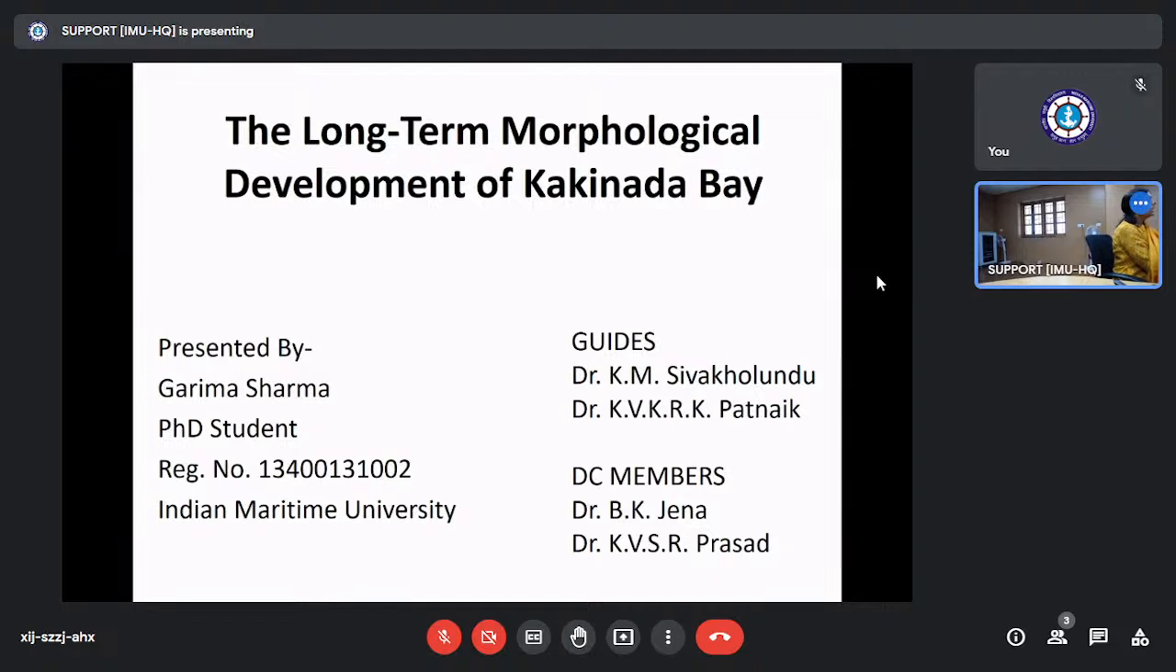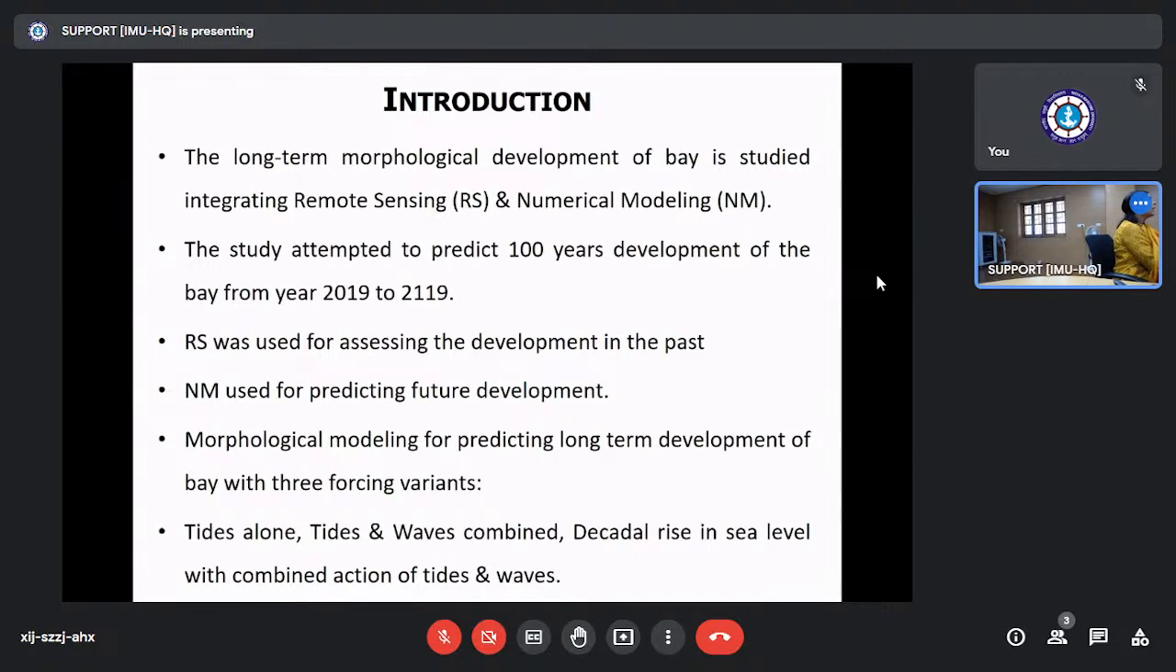I am presenting my work for my PhD thesis titled The Long-Term Morphological Development of Kakinada Bay. The long-term morphological development of Kakinada Bay was studied integrating two techniques: remote sensing, GIS, and numerical modeling.